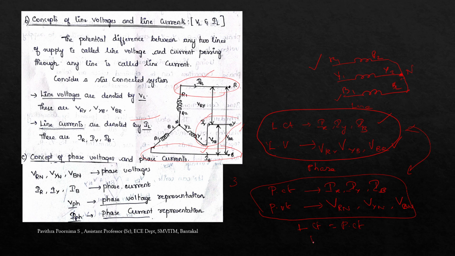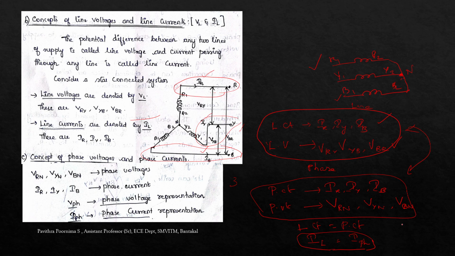So how to represent this? Current is I and the suffix is L, and current is I, the suffix is phase. So the relation between the line and phase current is IL equal to I phase. Okay, IL equal to I phase.